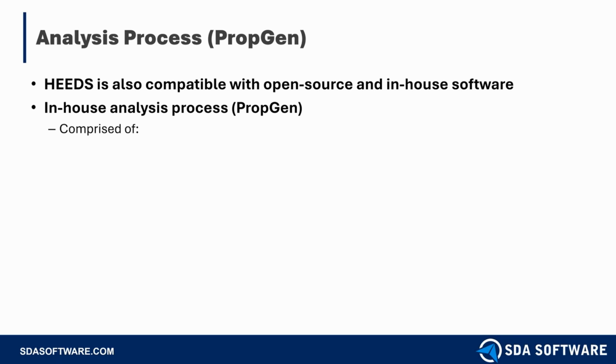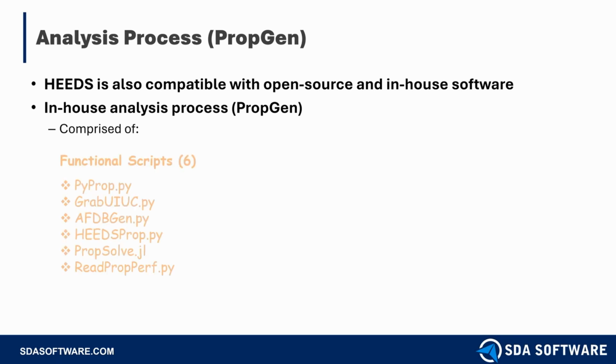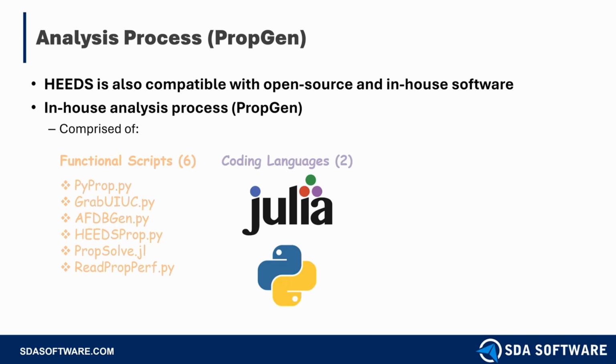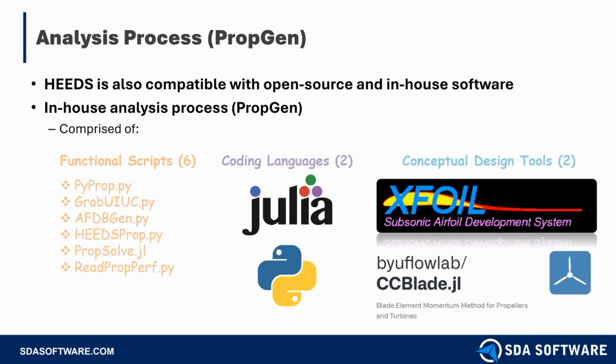It was comprised of basically just 6 functional scripts, written in 2 different coding languages. The majority of them are written in Python, and one particular script is in Julia. I embedded 2 conceptual design tools in it to make this analysis process work. We have Xfoil for the subsonic airfoil evaluation, and then, thanks to BYU Flow Lab, the CCBlade code for propeller evaluation.